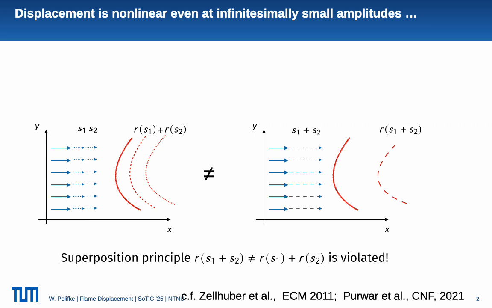And in that sense, displacement, if it manifests itself really as displacement in linearized fields method, would be nonlinear even at infinitesimally small amplitudes, because the response to the sum of the signal is not equal to the sum of the responses to the individual signal. So how do we see displacement?